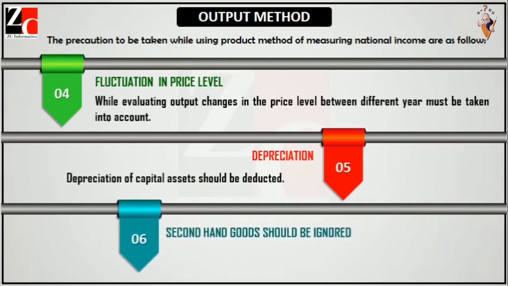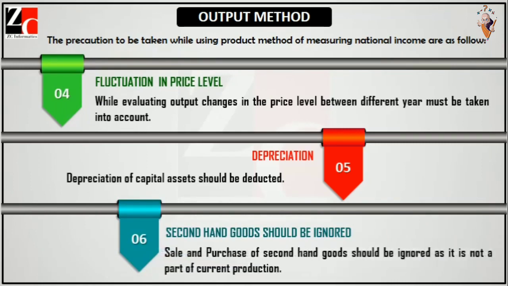Point number 5. Depreciation. Depreciation of capital assets should be deducted. Point number 6. Second-hand goods should be ignored. Sale and purchase of second-hand goods should be ignored as it is not a part of current production.